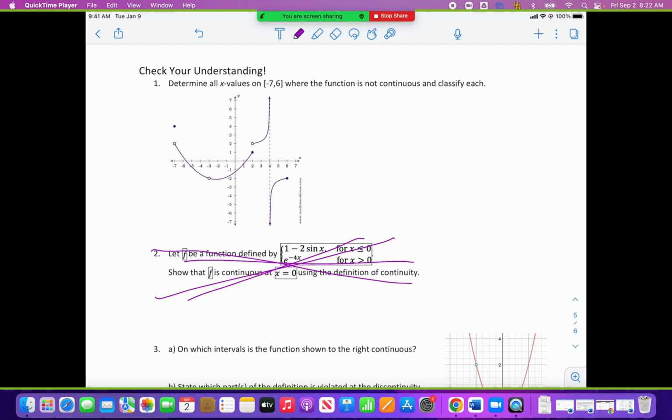Okay. So let me give you a moment and write down, where is it not continuous, and is it removable or not removable? And you're not talking about the endpoints, okay?